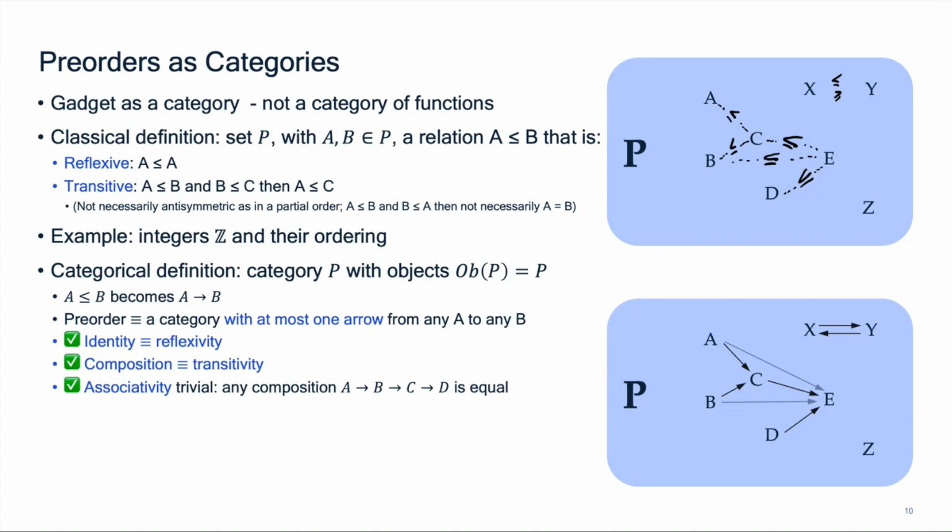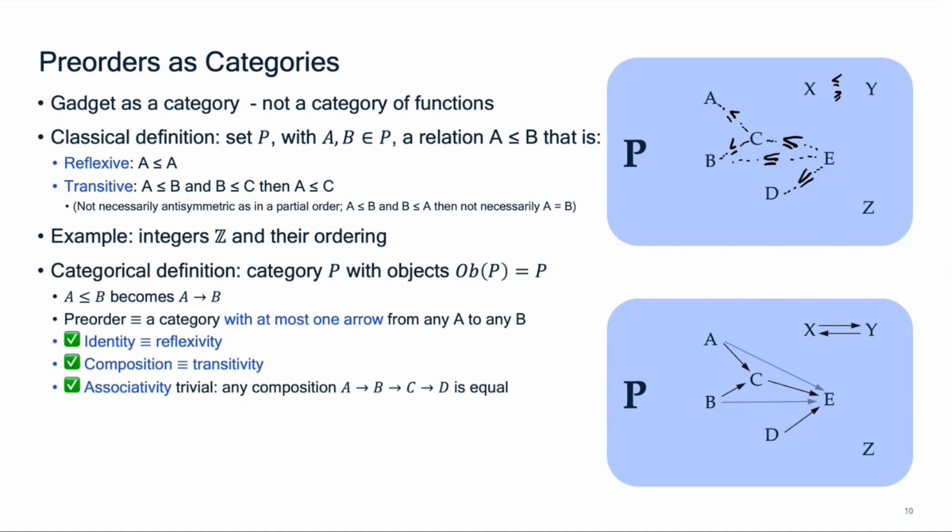This works because the reflexivity gives us an identity arrow from A to A. The fact that we have a transitivity means that we can compose the morphism from A to B and the morphism from B to C to get a morphism from A to C.